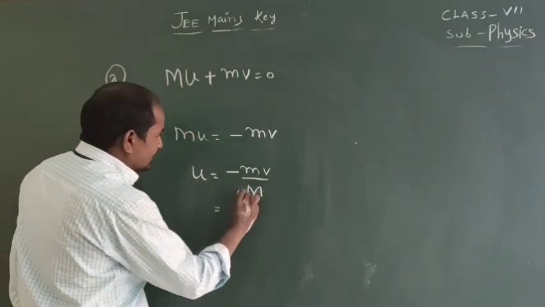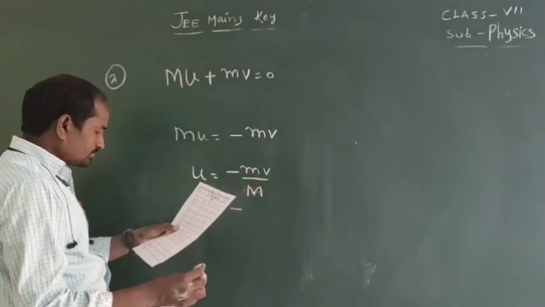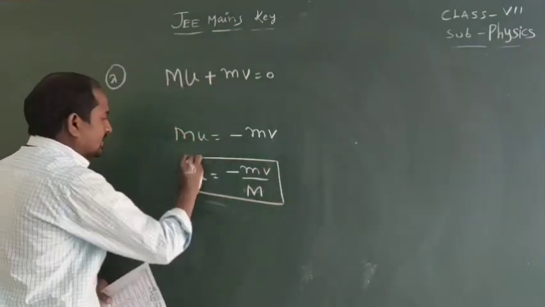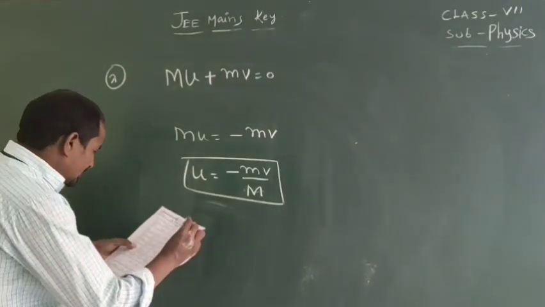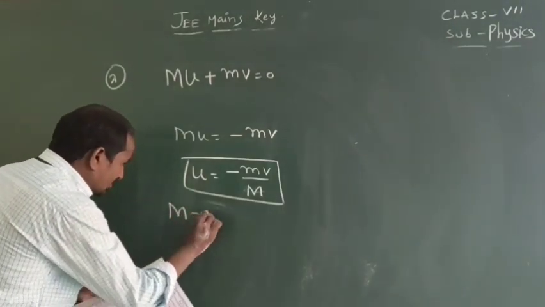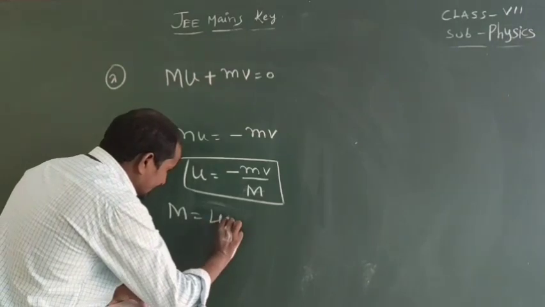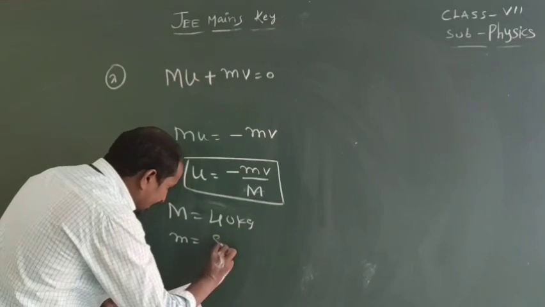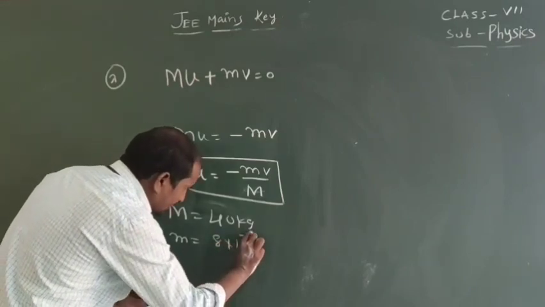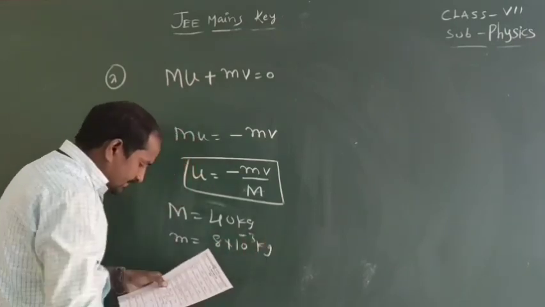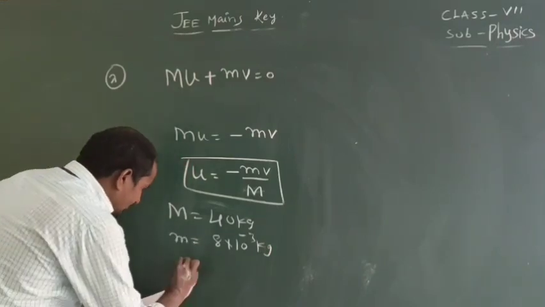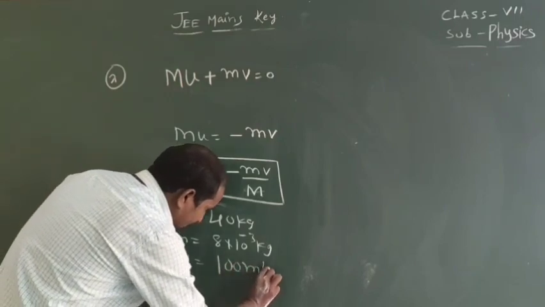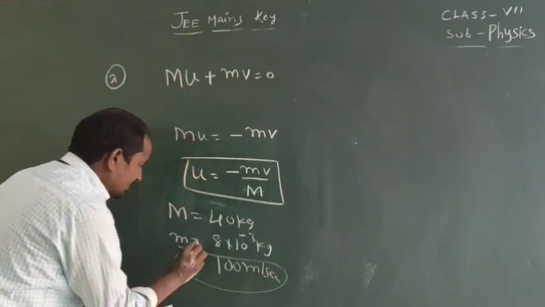Okay, so what are the values here? Mass is given. It is a formula to find the recoil velocity. So I am writing mass of the gun, capital M, equals 40 kg. Next, small m equals 8 grams, that means 8 into 10 power minus 3 kg. And v is given, that equals 100 meter per second. It is the v value.